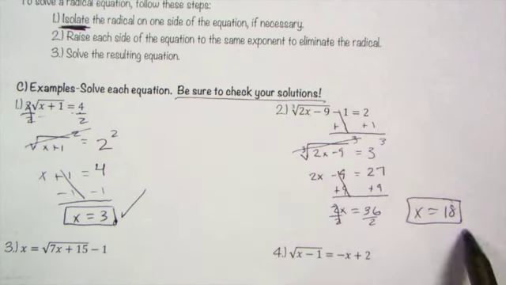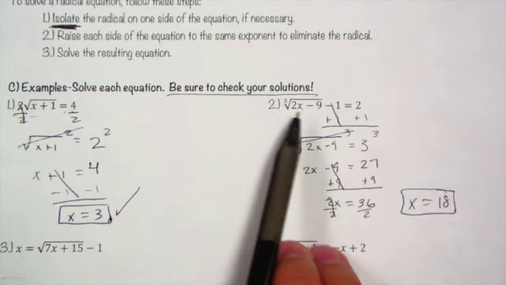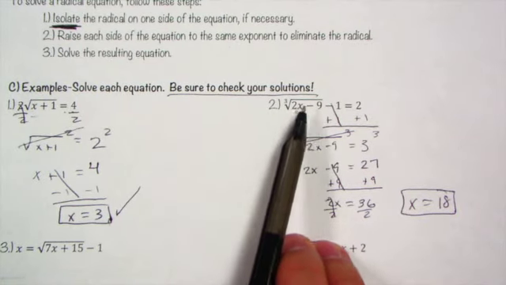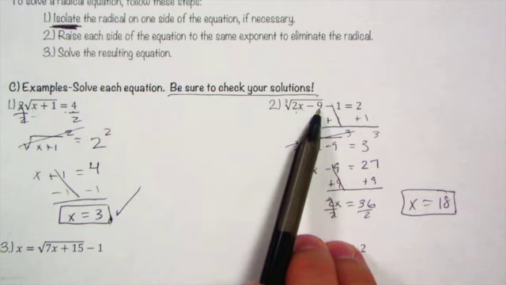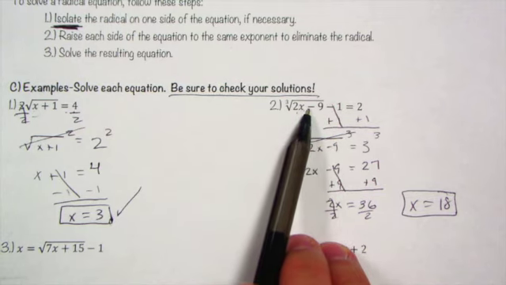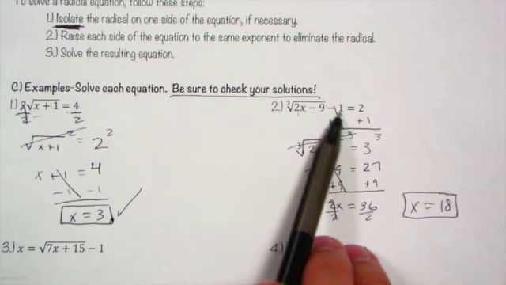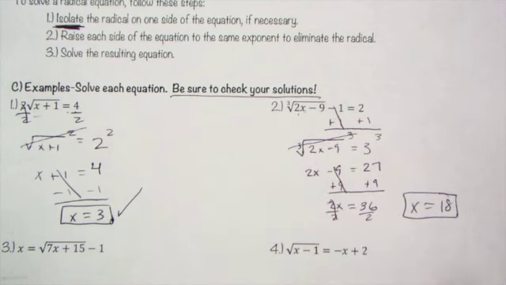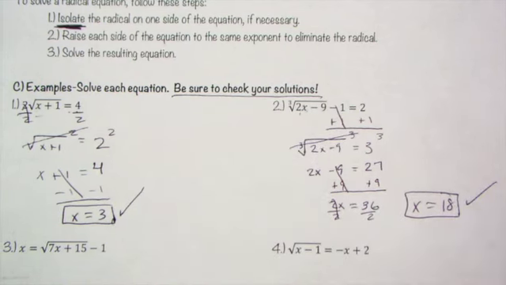plug this back in. 2 times 18 is 36. 36 minus 9 is 27. The cube root of 27, and you can put that in your calculator, is 3. 3 minus 1 is 2, which equals 2. Therefore, this checks. Okay.